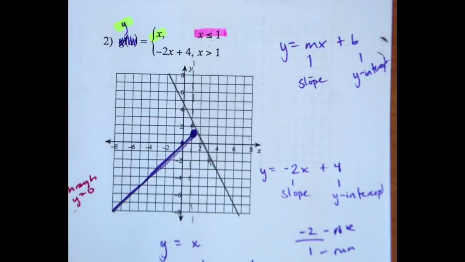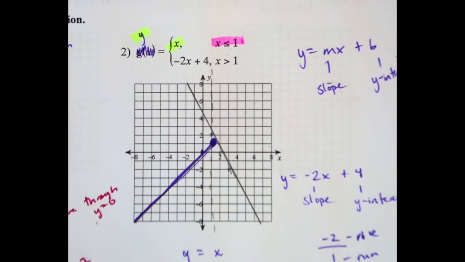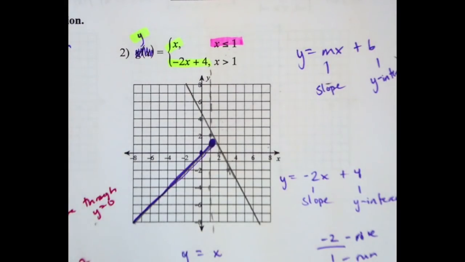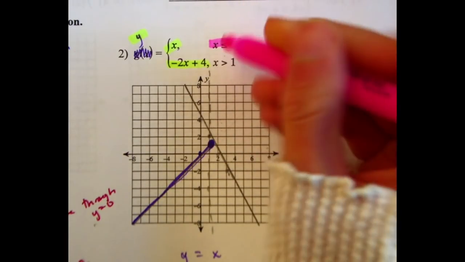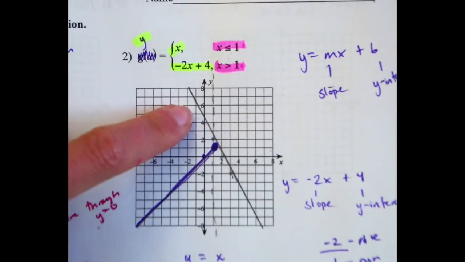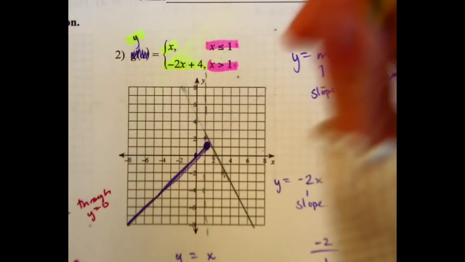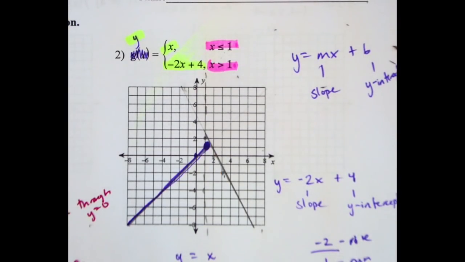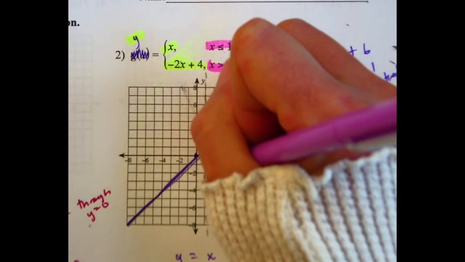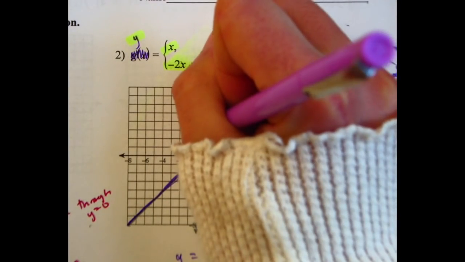And then I'm going to say, okay, this function, -2x plus 4, exists for the x values greater than 1. So I'm going to erase the part to the left. The function only exists for x values greater than 1. It'll look something like that. And then because it's an open inequality, I'm going to make sure I have an open circle.